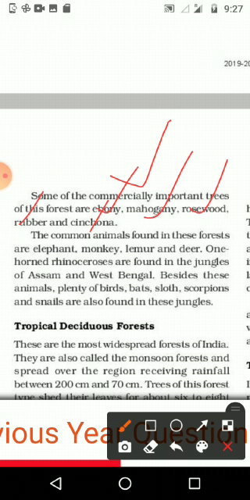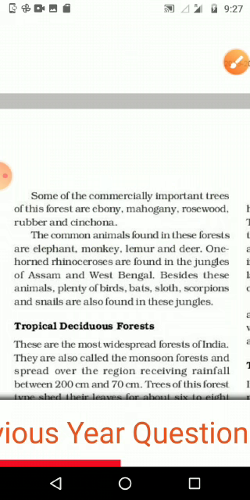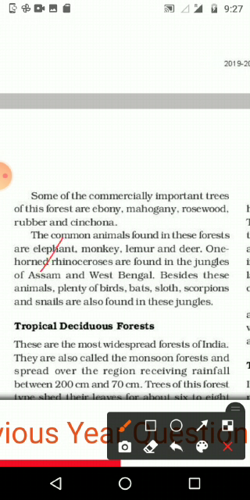Different trees are there. The common animals found in this forest are elephants, monkeys, lemur, and deer. Animals that need plants or flowers or fruits are living in this forest. And the one-horned rhinoceros is found in the jungles of Assam, that is, in some particular areas, Assam and West Bengal. Besides these animals, plenty of birds, bats, sloth, then scorpions and snails are also found in the jungle.